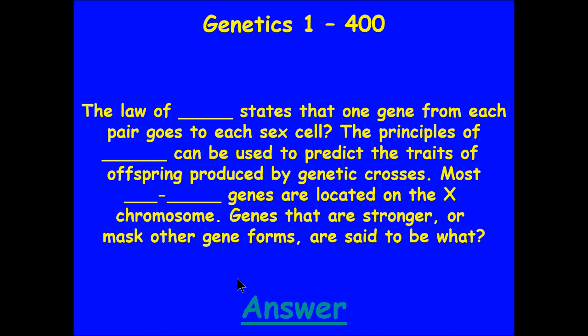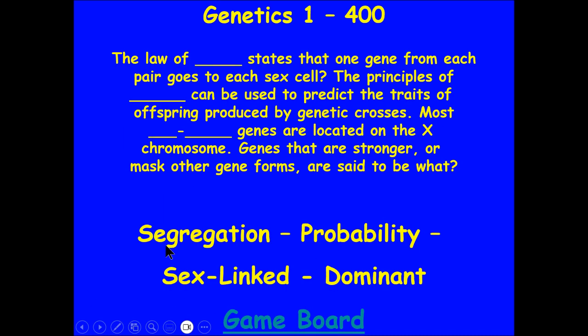Answers coming in 5, 4, 3, 2, and 1. Okay, so segregation is when the gene forms or the alleles or the homologous chromosomes get separated when gametes are formed, because remember, gametes have to have half of the genetic information. Principal probability helps you predict what's going to happen in a genetic cross.